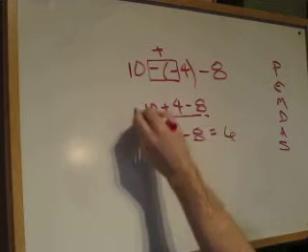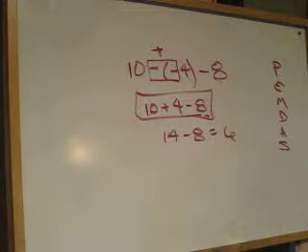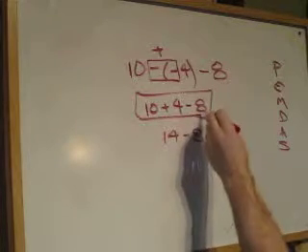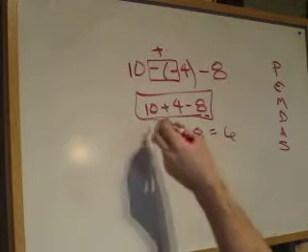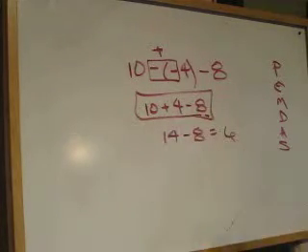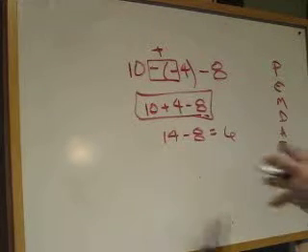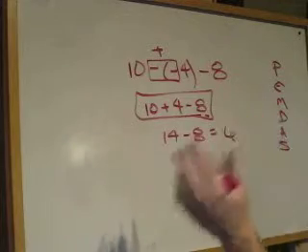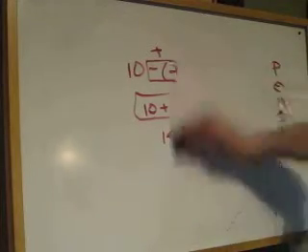Now, look at this. If we did not follow our left to right, we'd get 4 minus 8, which is negative 4, and then you've got 10 plus negative 4. So you're still going to end up with your 6, but now you've got more work to do. So go from left to right. Makes life better for you.